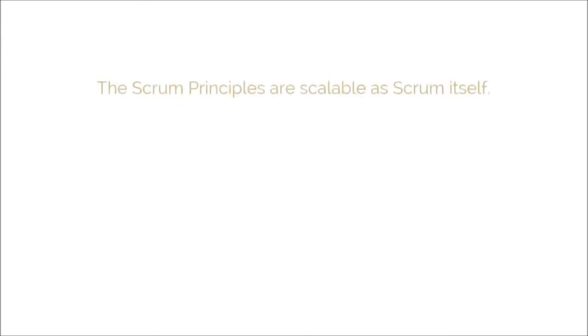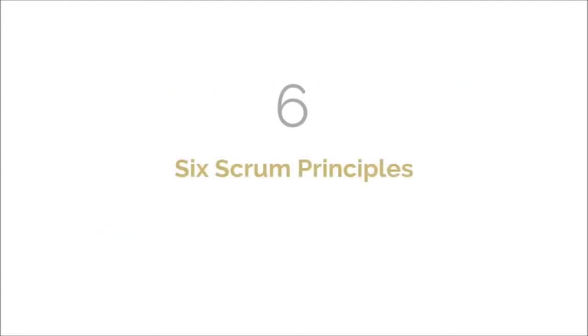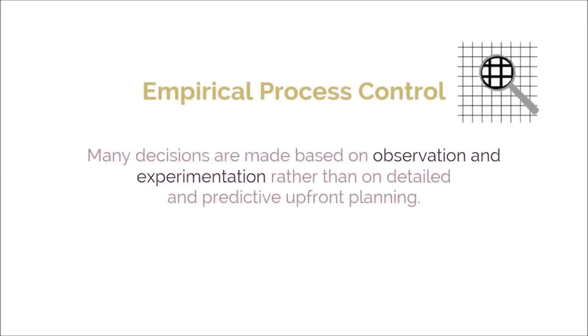The Scrum principles are as scalable as Scrum itself. The scalability of Scrum is that it can be applied effectively to any project in any industry, be it small projects with teams of 6 members or large, complex projects with up to several hundred team members. The 6 Scrum principles include the following: empirical process control, in which many decisions are made based on observation and experimentation rather than on detailed and predictive upfront planning.